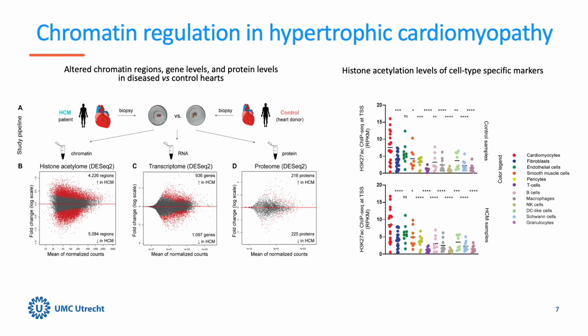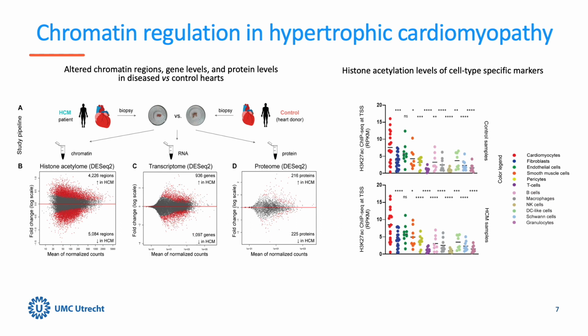Using the same protocol, we also obtained chromatin regulation profiles using myectomy samples from hypertrophic cardiomyopathy hearts. Additionally, transcriptomic and proteomic profiles were obtained as well. It can be appreciated that profiling chromatin regions detected many more changes compared to gene and protein levels.